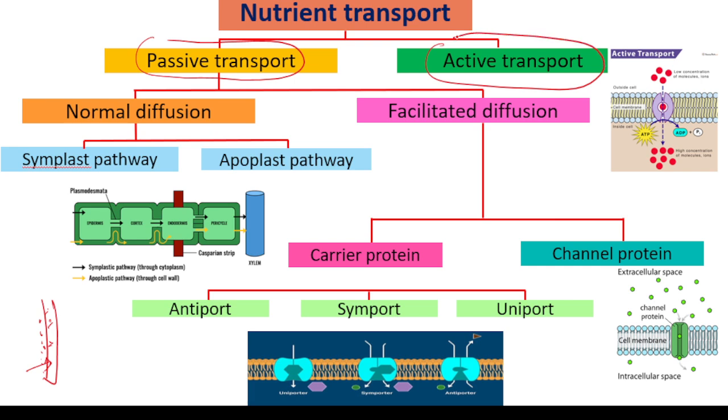In the case of active transport, they require ATP for the transport of the nutrient into the plant cell. But in the case of passive transport, generally no ATP is required. Generally the cell has a negative charge, so any cation like calcium can go in very easily. Clear? Now this is all about the nutrients. I hope you have understood all the things very well.